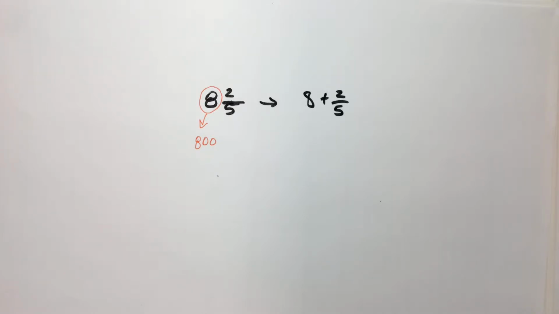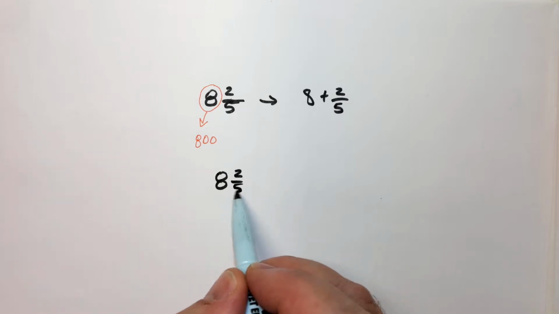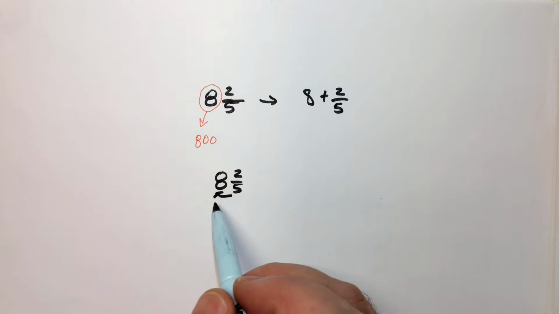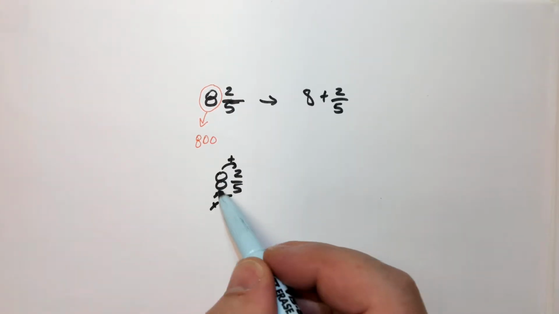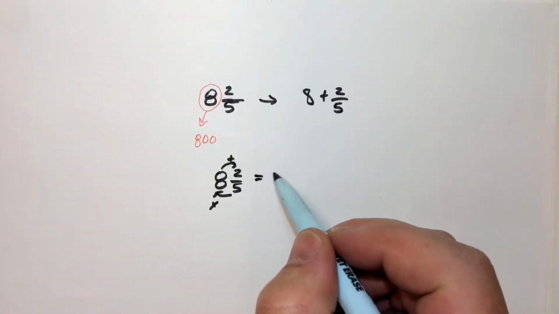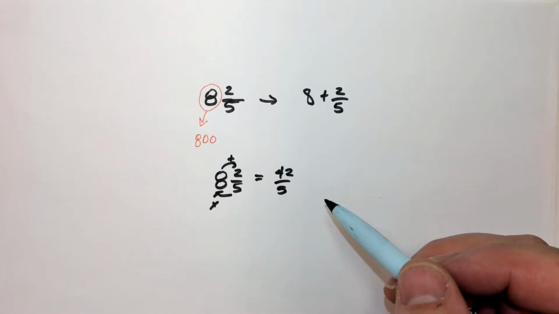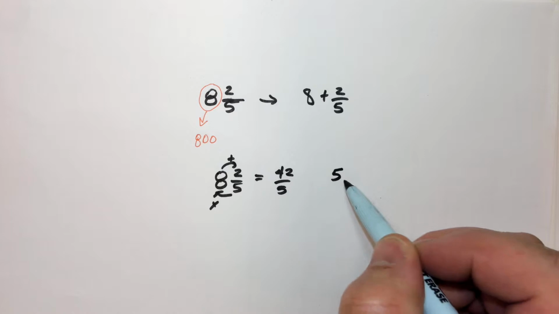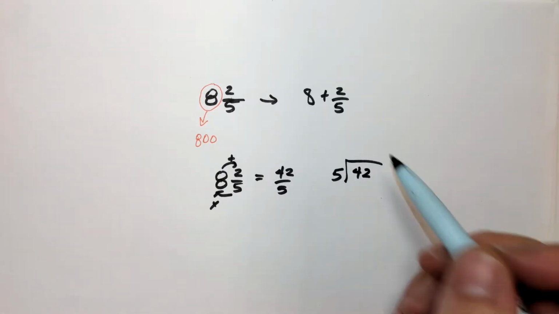But I guess this is probably how I would do it. I would take this number right here, 8 2/5, and I would change it into an improper fraction. To change that into improper, you multiply, and then you add. So that's 40 plus 2, 42 over 5. Okay, so let's use our shortcut we did last time: 42 divided by 5.